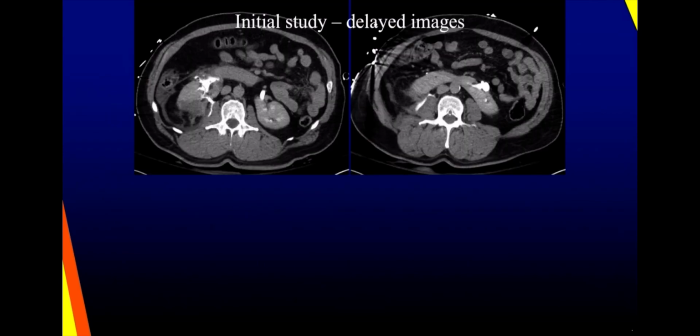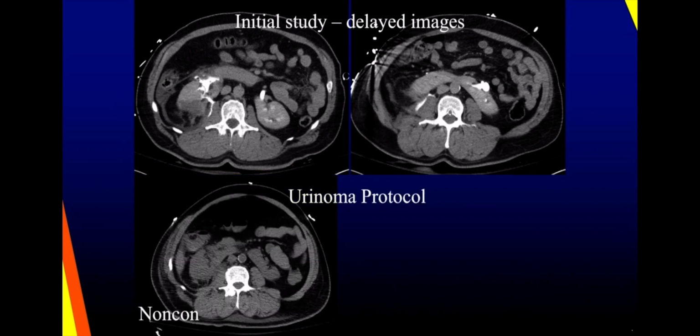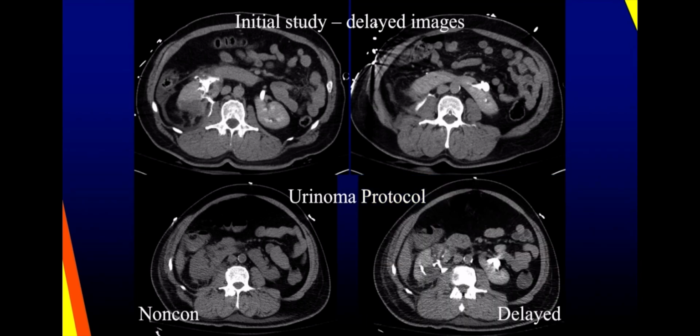Here's an example. On the initial study, delayed images, we see that there's urinary extravasation from this kidney, which happens to be a horseshoe kidney. For our urinoma protocol, we start with a low-dose non-contrast image to see if there's any residual contrast from the prior study, and here we see there's none. And then we inject our contrast, wait 10 minutes, and scan the patient, and we see that there is persistent urinary contrast extravasation on the right.